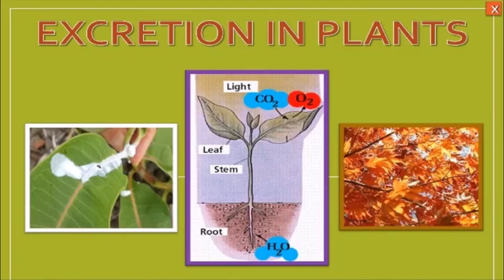In some plants, the waste material is also produced in the form of resin and gum. And some waste material is also given out through roots into the surrounding soil.